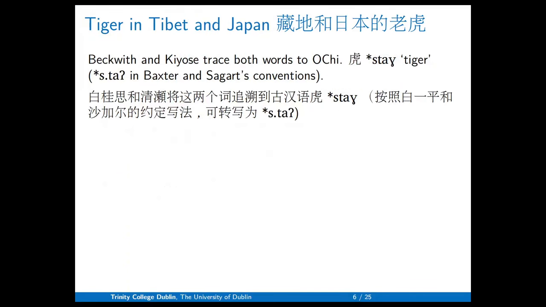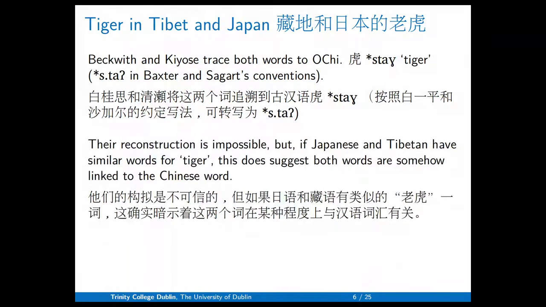Now I talk about Tibet. Beckwith, who's an American, and Kiyose, a Japanese scholar, reconstruct Old Chinese *sta, in the symbols used by Baxter-Sagart. I think most people think this is a very strange way to reconstruct Old Chinese, and that they are basing it very closely on the Tibetan form. According to the normal rules of Old Chinese historical phonology, this reconstruction is not possible.